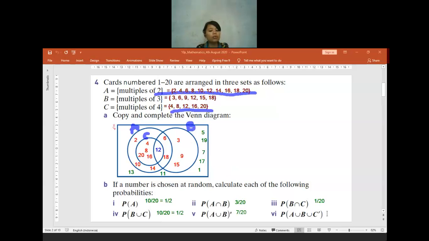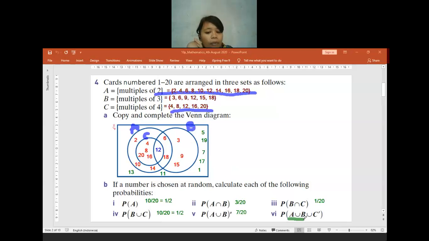Okay, is there anyone who gets confused? No? Okay. If no one is confused, let us move to question B6. A union B union C dash. We can solve it from the A union B first. From the A union B, what numbers are they? A union B, but outside the circle C also. How many will it be?